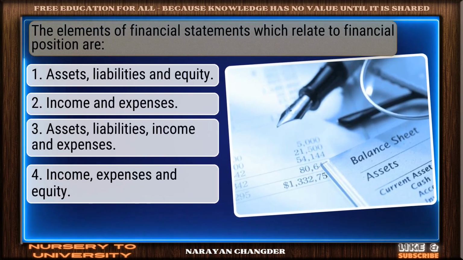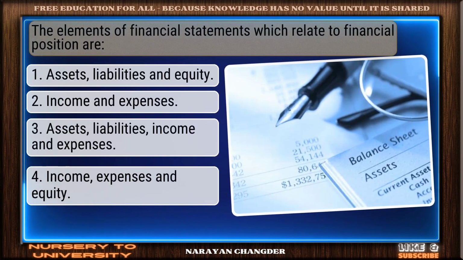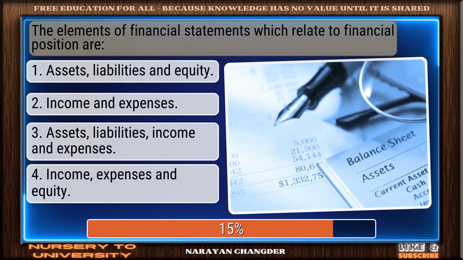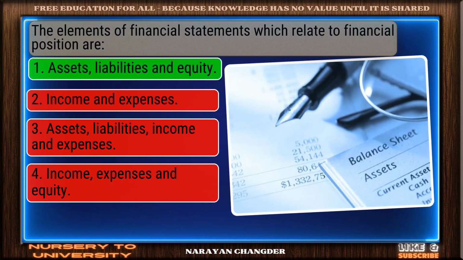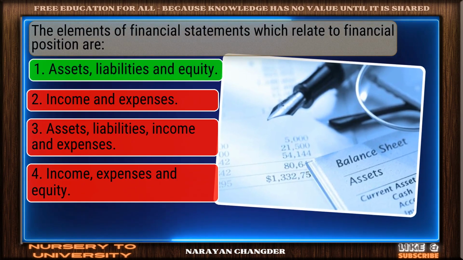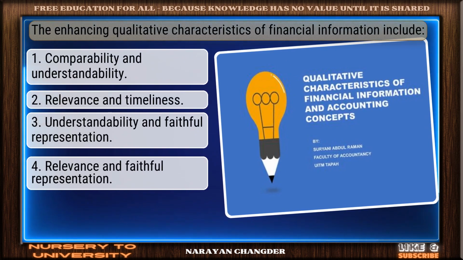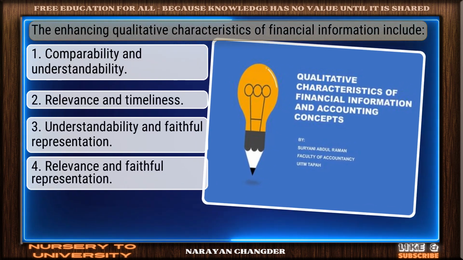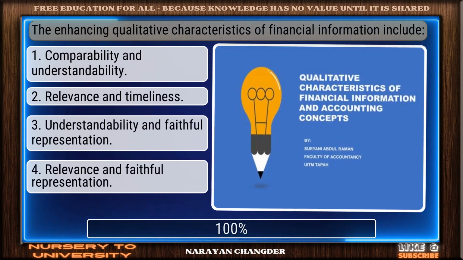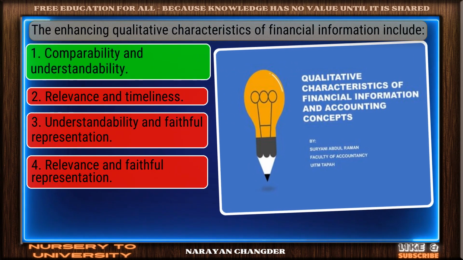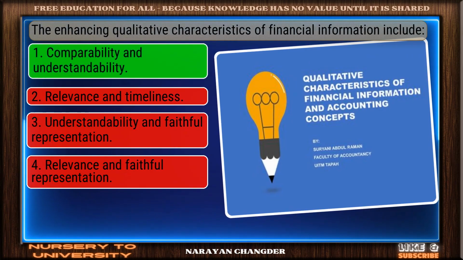The elements of financial statements which relate to financial position are right again. Assets, liabilities, and equity is a valid answer. The enhancing qualitative characteristics of financial information include right choice. Comparability and understandability is the best answer.